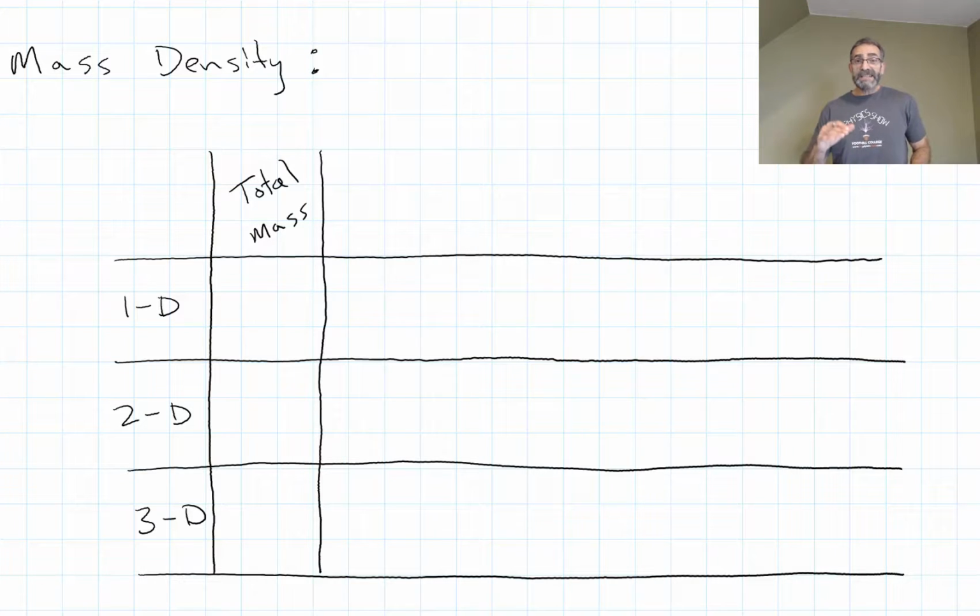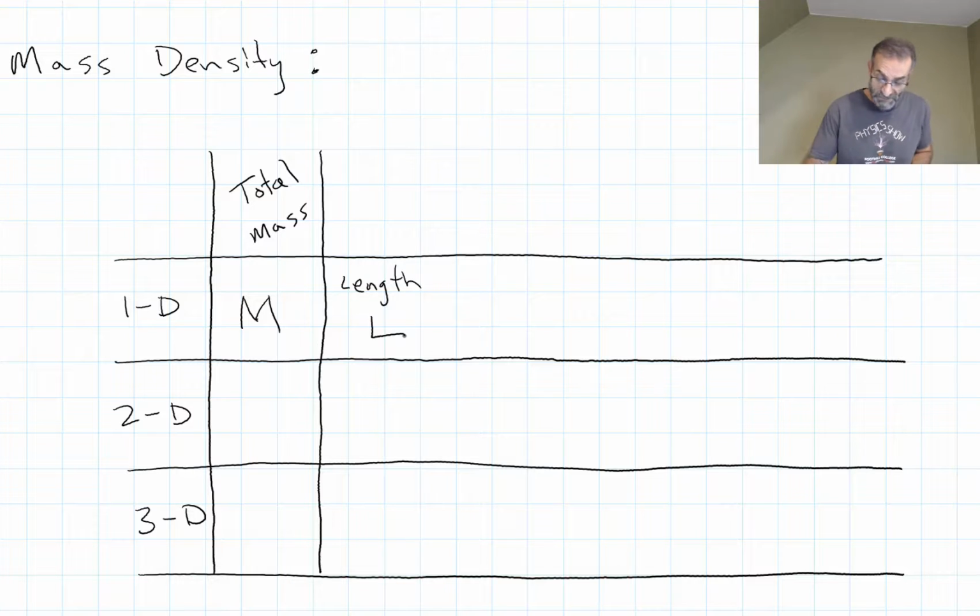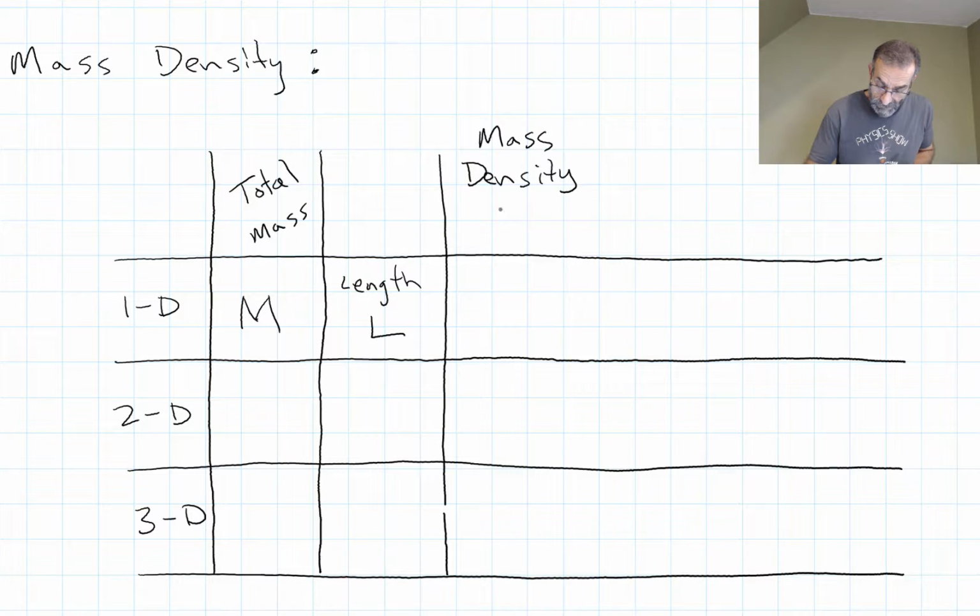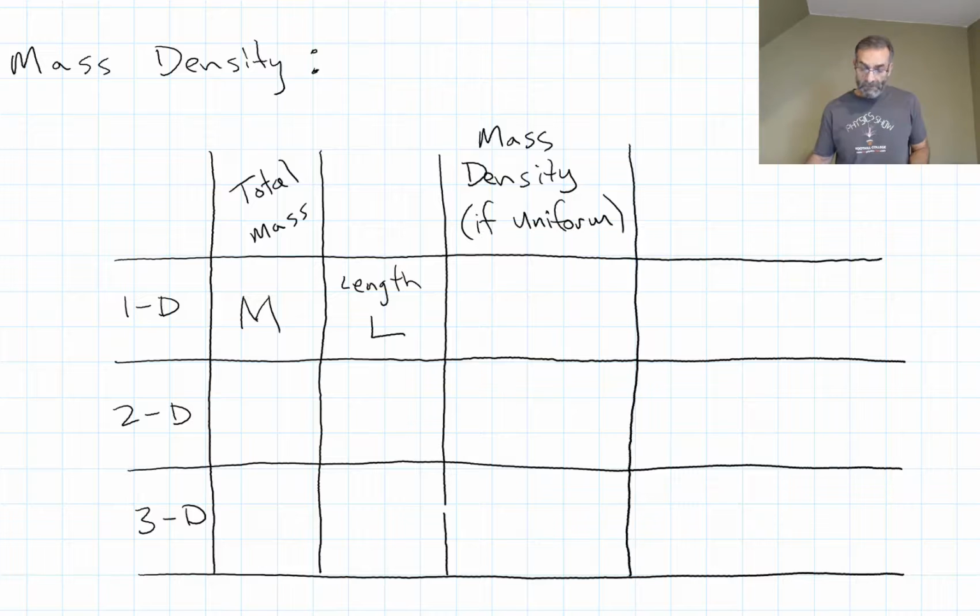If I have a one-dimensional object, a thin rod, and it has some total mass m, and it's going to have some length L, how would we find the mass density if it's a uniform density? We divide the total mass by the total length.